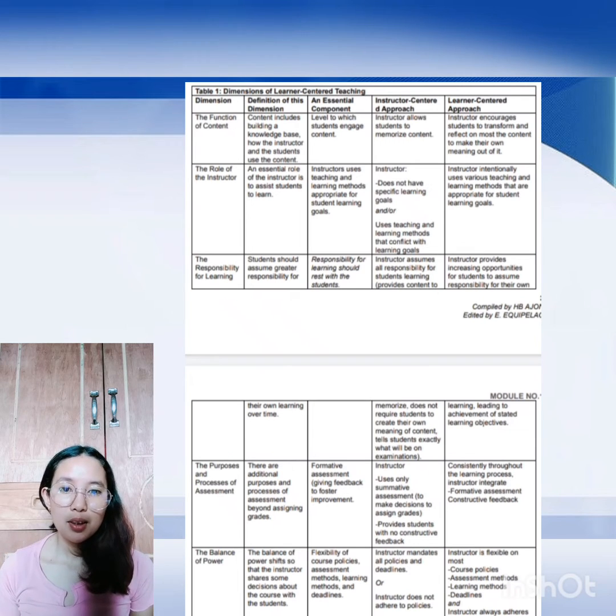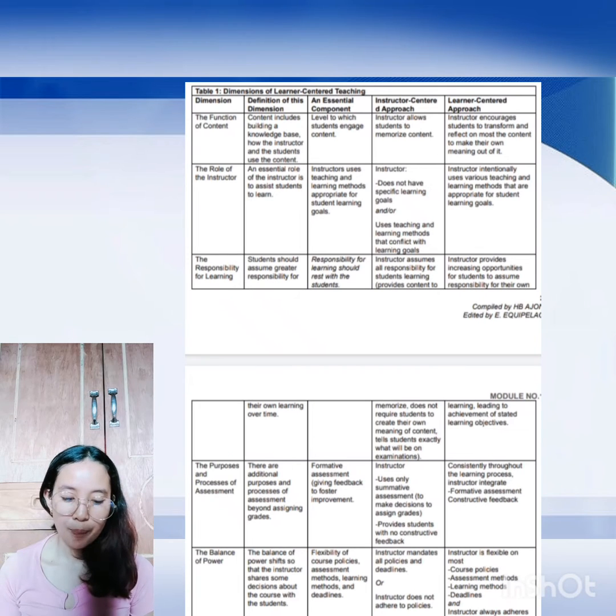The responsibility for learning. Definition of this dimension: students should assume greater responsibility for learning over time. An essential component: responsibility for learning should rest with the students.